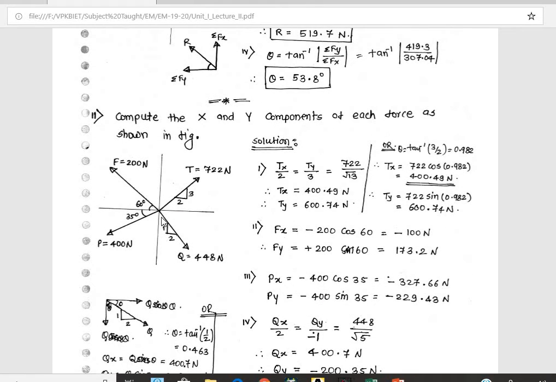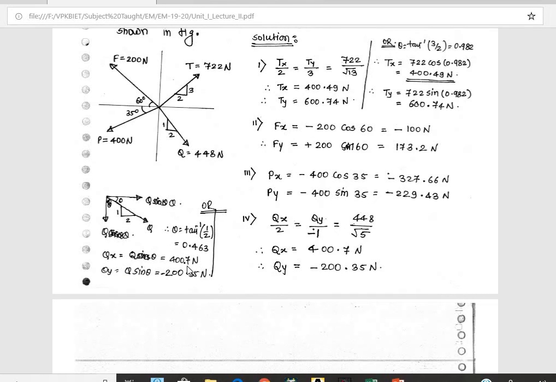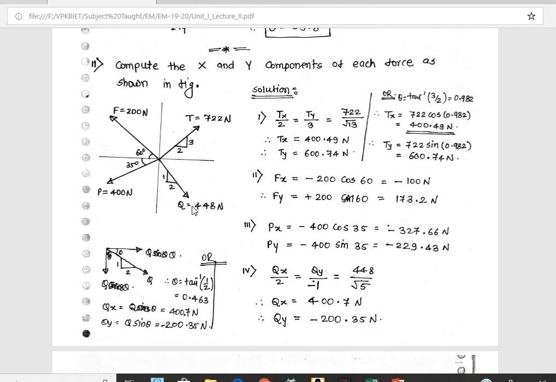And then next is theta 2 is equal to tan inverse of 2 by 1, or 1 by 2. This is theta. You see here, the explanation is given. Okay, so after calculating the theta, we have to resolve the forces.